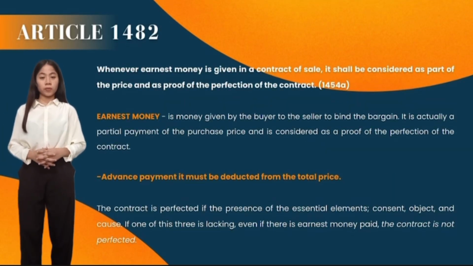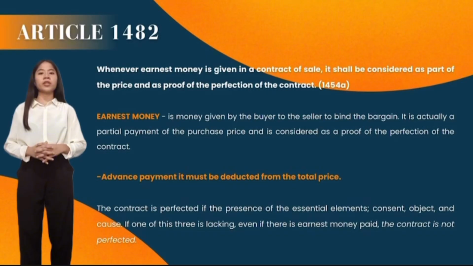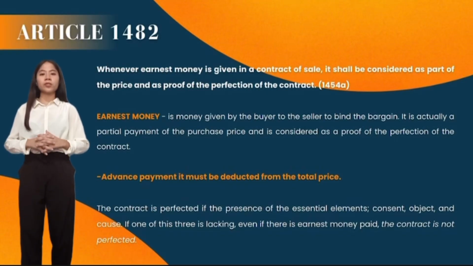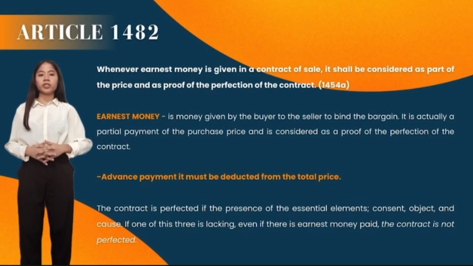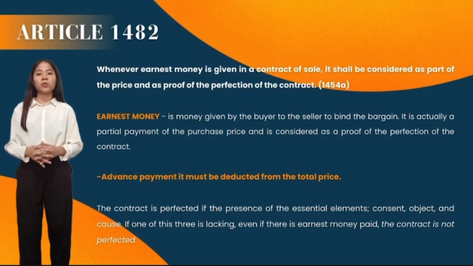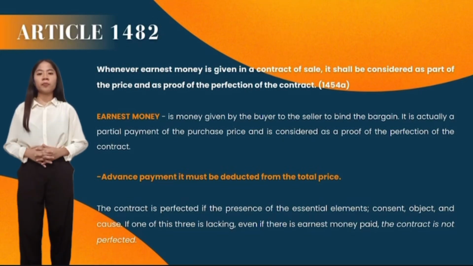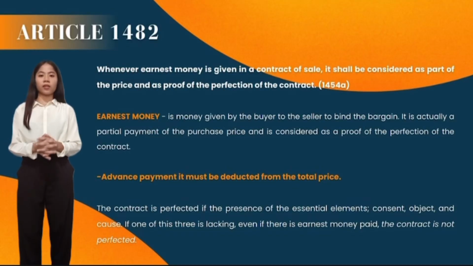Article 1482. When earnest money is given in a contract of sale, it should be considered as part of the price and as a proof of the perfection of the contract. Earnest money is the money given by the buyer to the seller to bind the contract. It is also considered as a partial payment for the thing due, or what we call down payment. It is a proof that both parties agreed and perfected the contract.